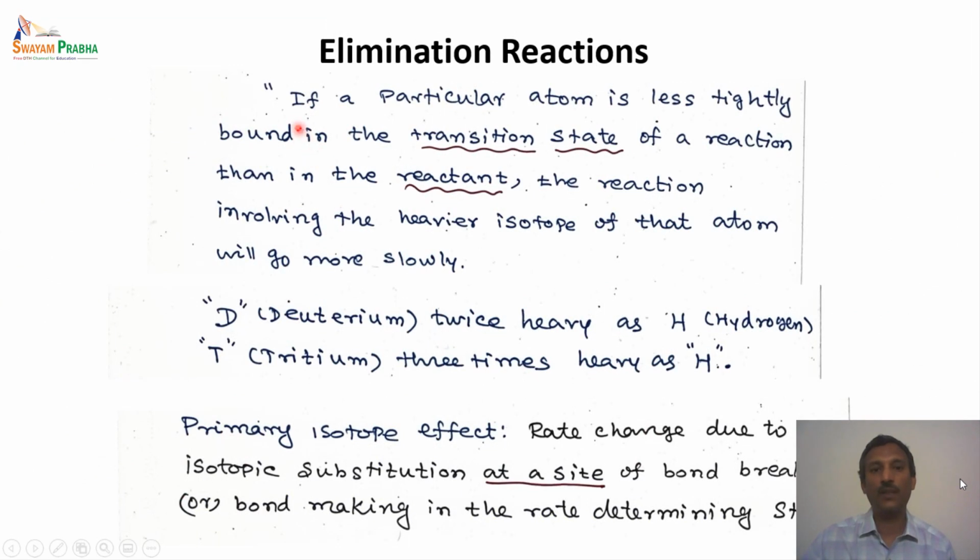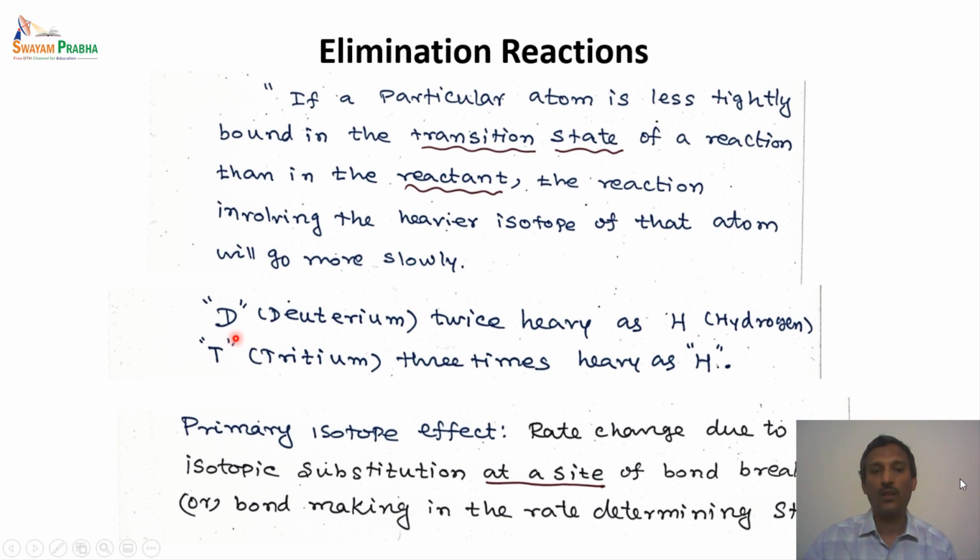Basically what we say is, if a particular atom is less tightly bound in the transition state of that particular reaction than in the reactant, this is very crucial. We have a starting material, a transition state, and a product. We have three different entities. When the starting material is converted to the product, it goes via the transition state. In that case, reactions involving the heavier isotope of that atom will go very slowly.